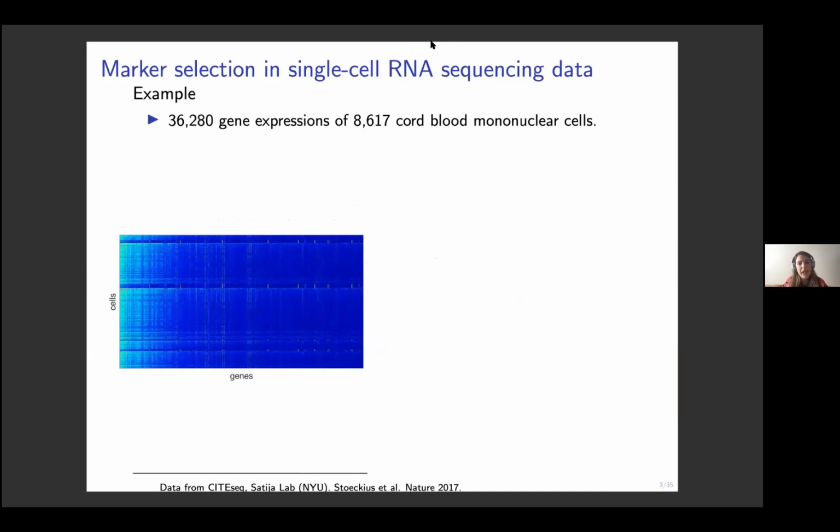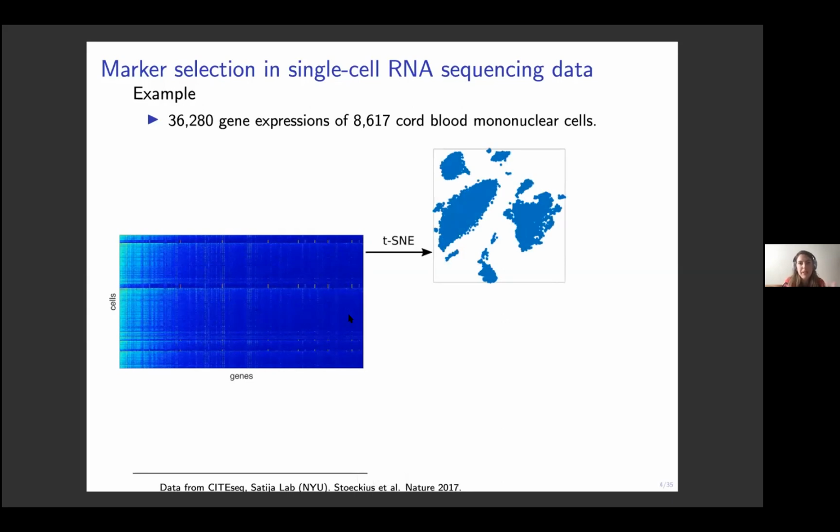Say that we have this data set of single cell RNA sequencing, and it looks like this huge matrix where a lot of the entries are zeros. It's very sparse. 90% of the entries are zero. And you want to visualize this data set. So one thing that people do for visualizing this data set is using t-SNE, which is basically a visualization technique that has many issues, but is widely used in this field.